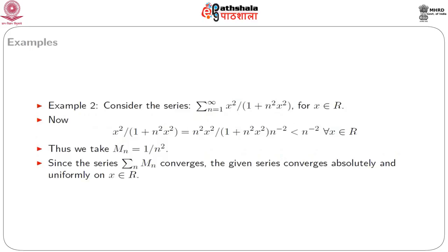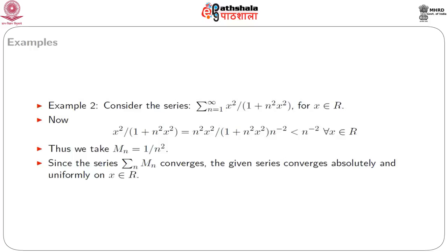Consider our next example, which has the nth term as x² divided by (1 + n²x²). Now, x²/(1 + n²x²) can be written as n²x²/(1 + n²x²) multiplied by n^(−2).